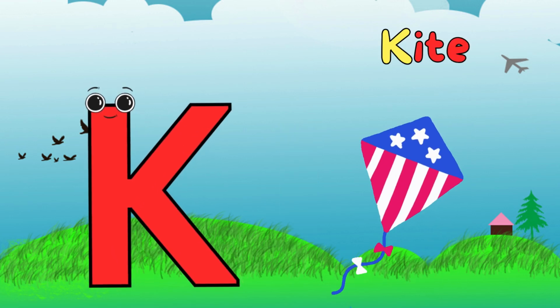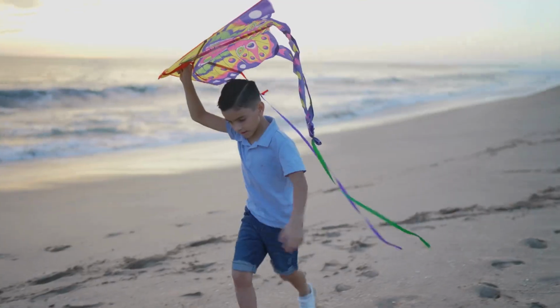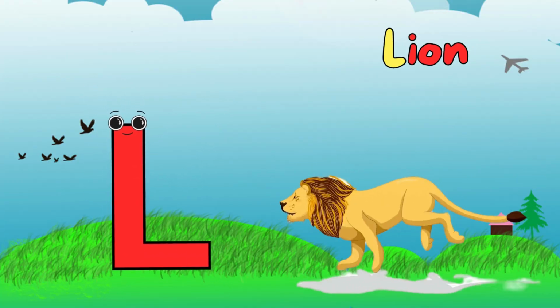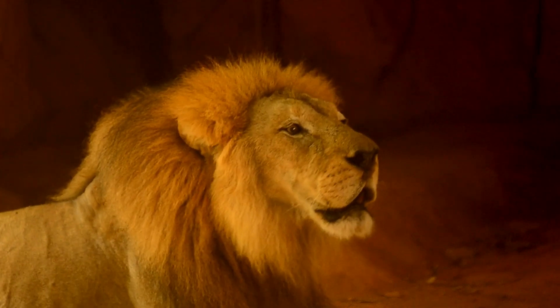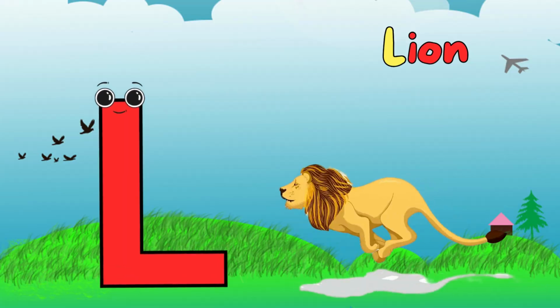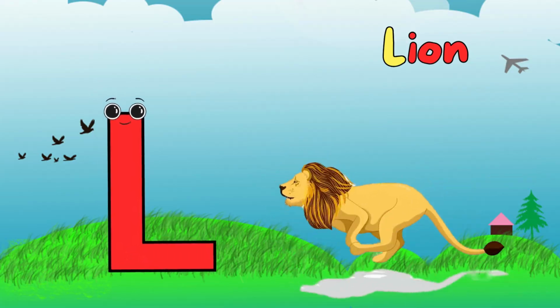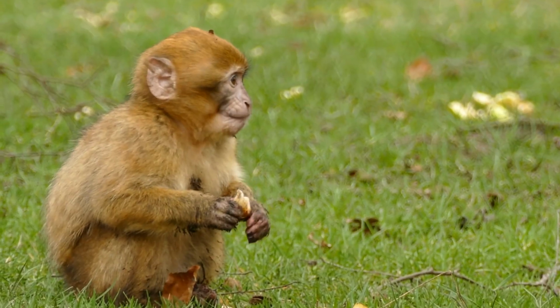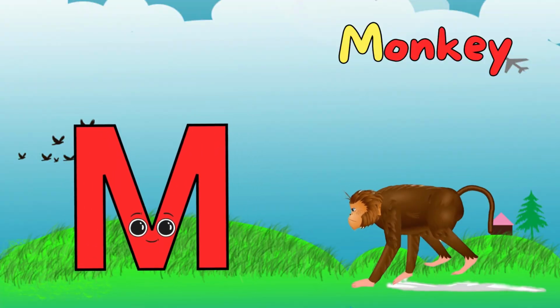K is for kites, kites, kites, K kites. L is for lion, lion, lion, L lion. M is for monkey, monkey, monkey, M monkey.